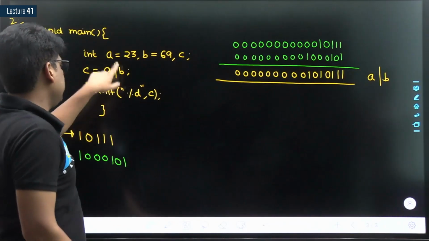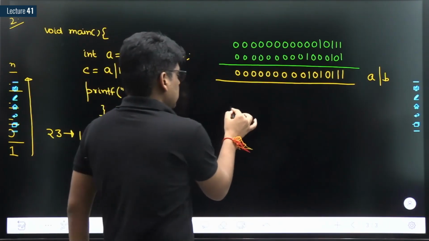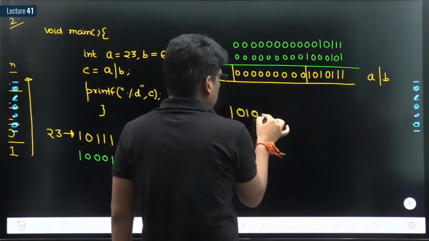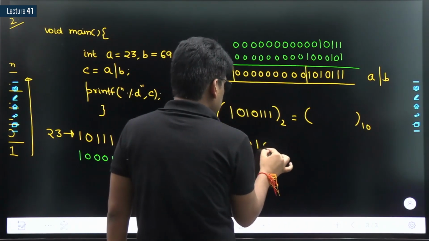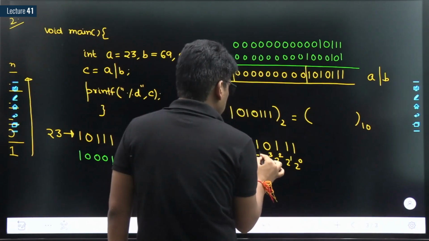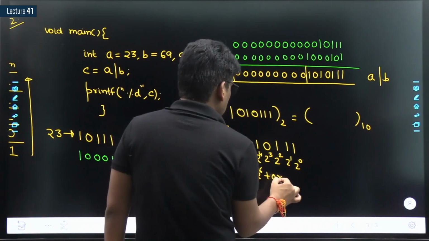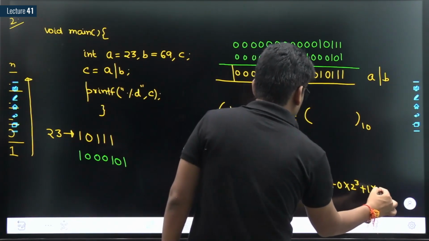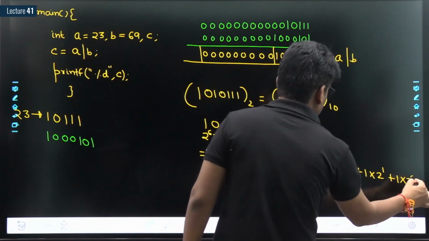Sir, this is the value we are storing inside C, but this is in binary. Let us try to convert this into decimal. Do I need these leading bits? No, sir. We need 1010111, from binary to decimal. Let's try to solve it. 1, 0, 1, 0, 1, 1, 1. So 2 to the power 0, 2 to the power 1, 2 to the power 2, 2 to the power 3, 2 to the power 4, 2 to the power 5, 2 to the power 6. So 1 into 2 to the power 6, 0 into 2 to the power 5, 1 into 2 to the power 4, 0 into 2 to the power 3, 1 into 2 to the power 2, plus 1 into 2 to the power 1 plus 1 into 2 to the power 0.